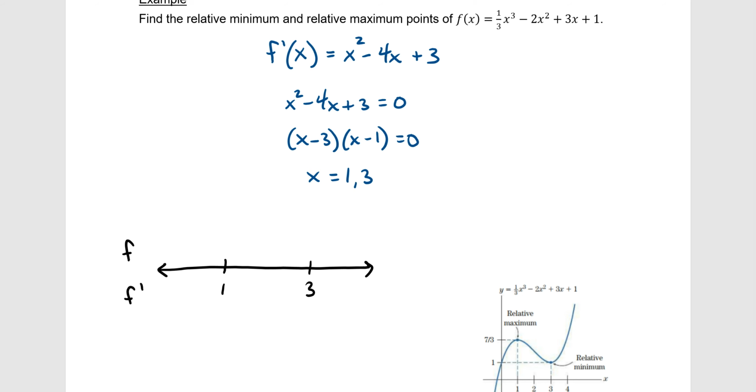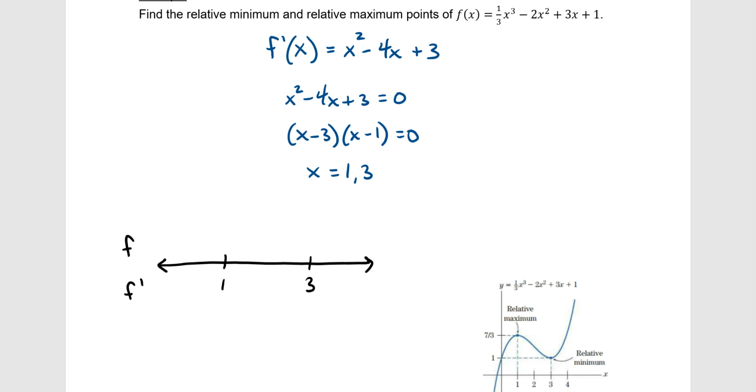So what we actually have to do is pick points on each little interval, so less than 1, between 1 and 3, and then greater than 3. So we always have to choose points in our intervals here. We can pick whatever values we want.